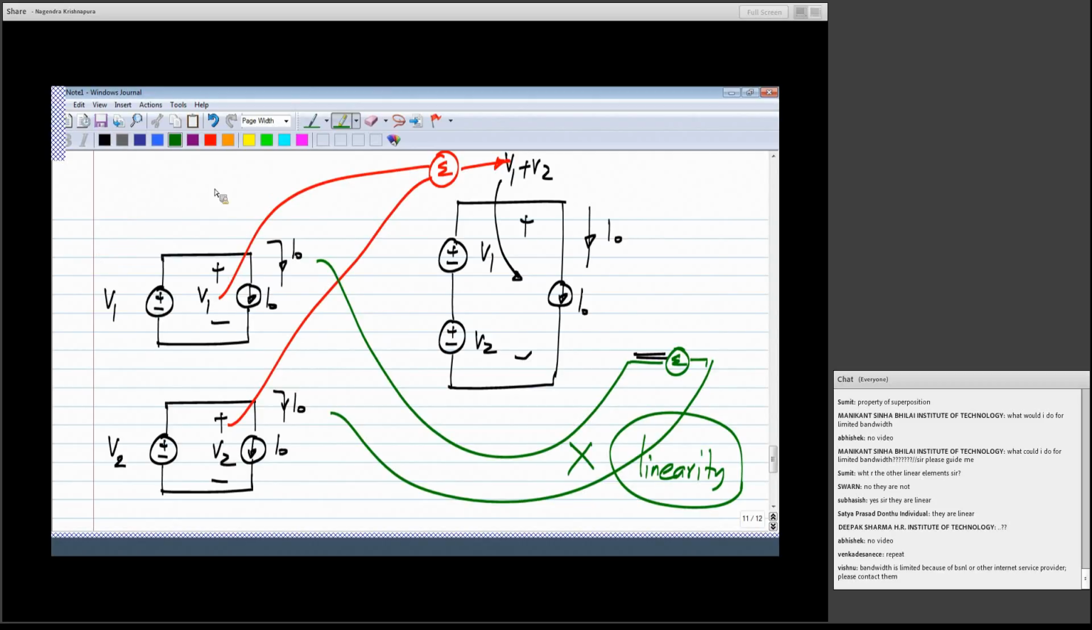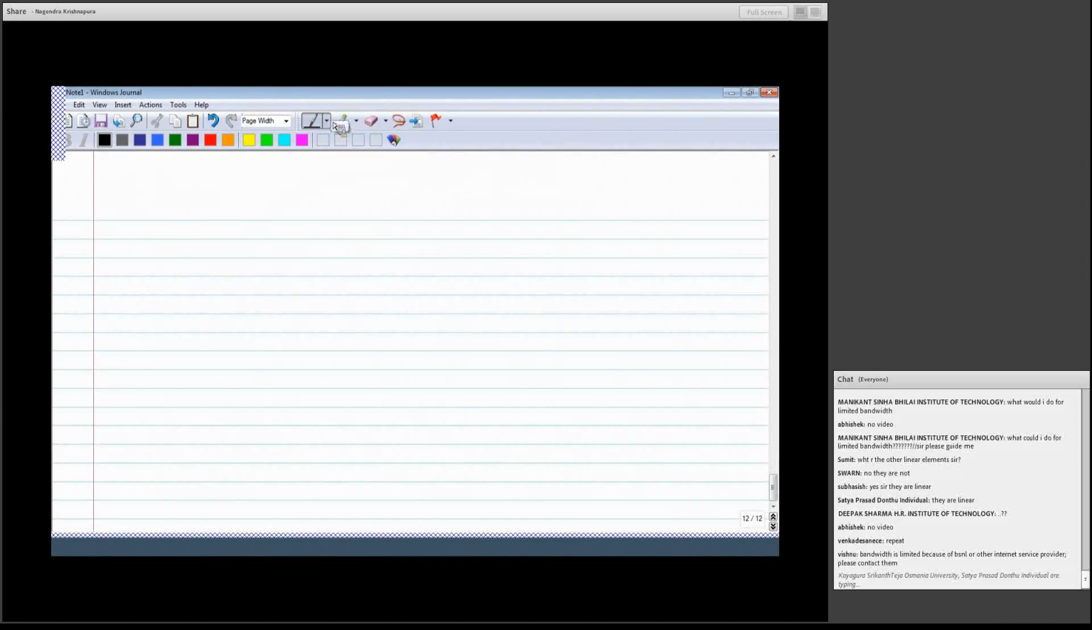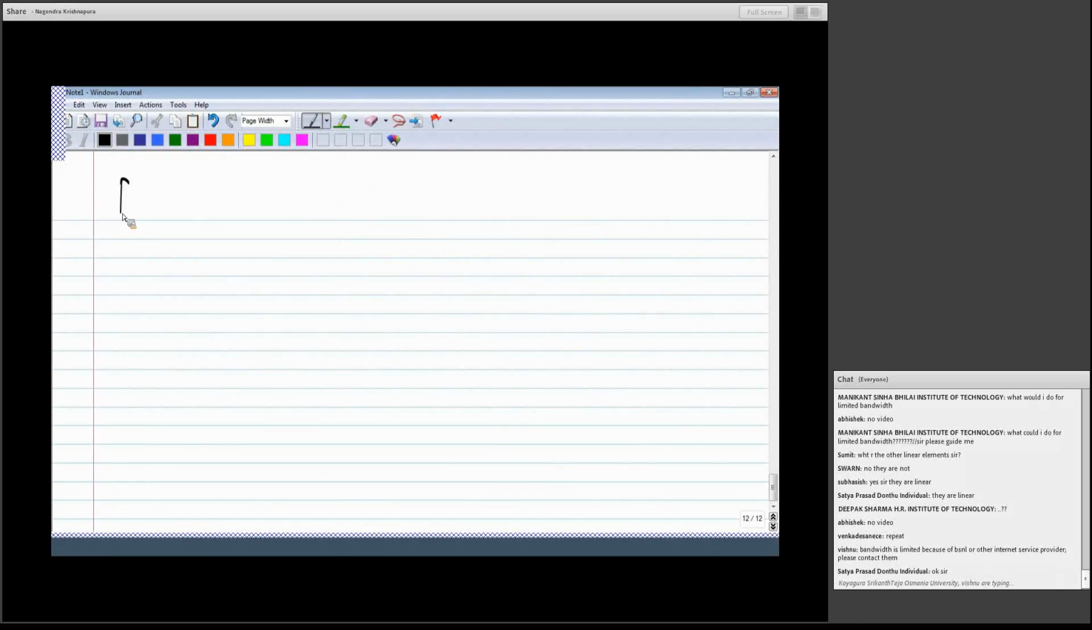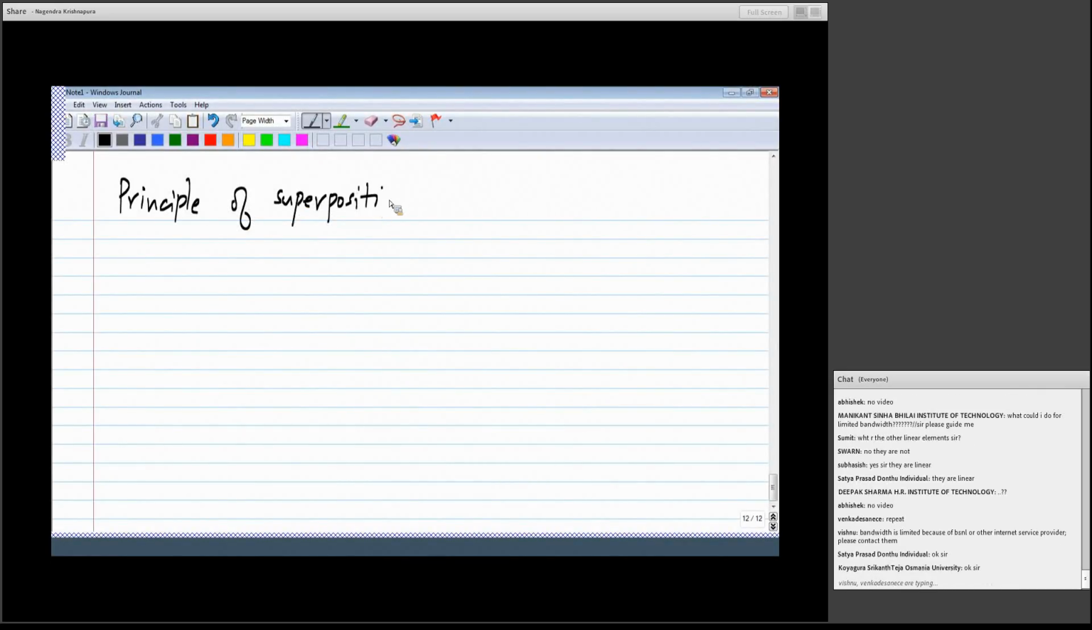So this says that the current source is not linear in the sense that a resistor is linear. So what says if something is linear or not? If it obeys the principle of superposition. And what is the principle of superposition?